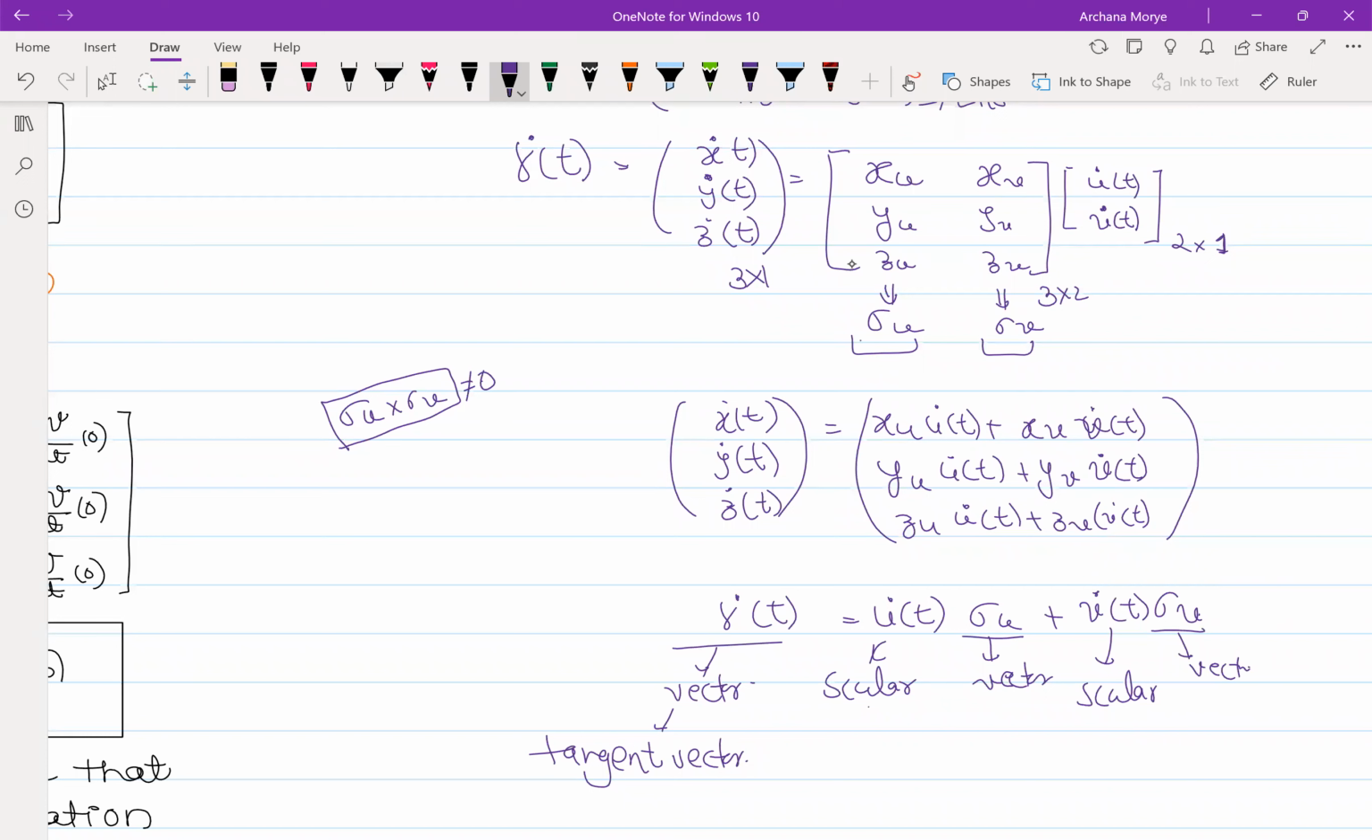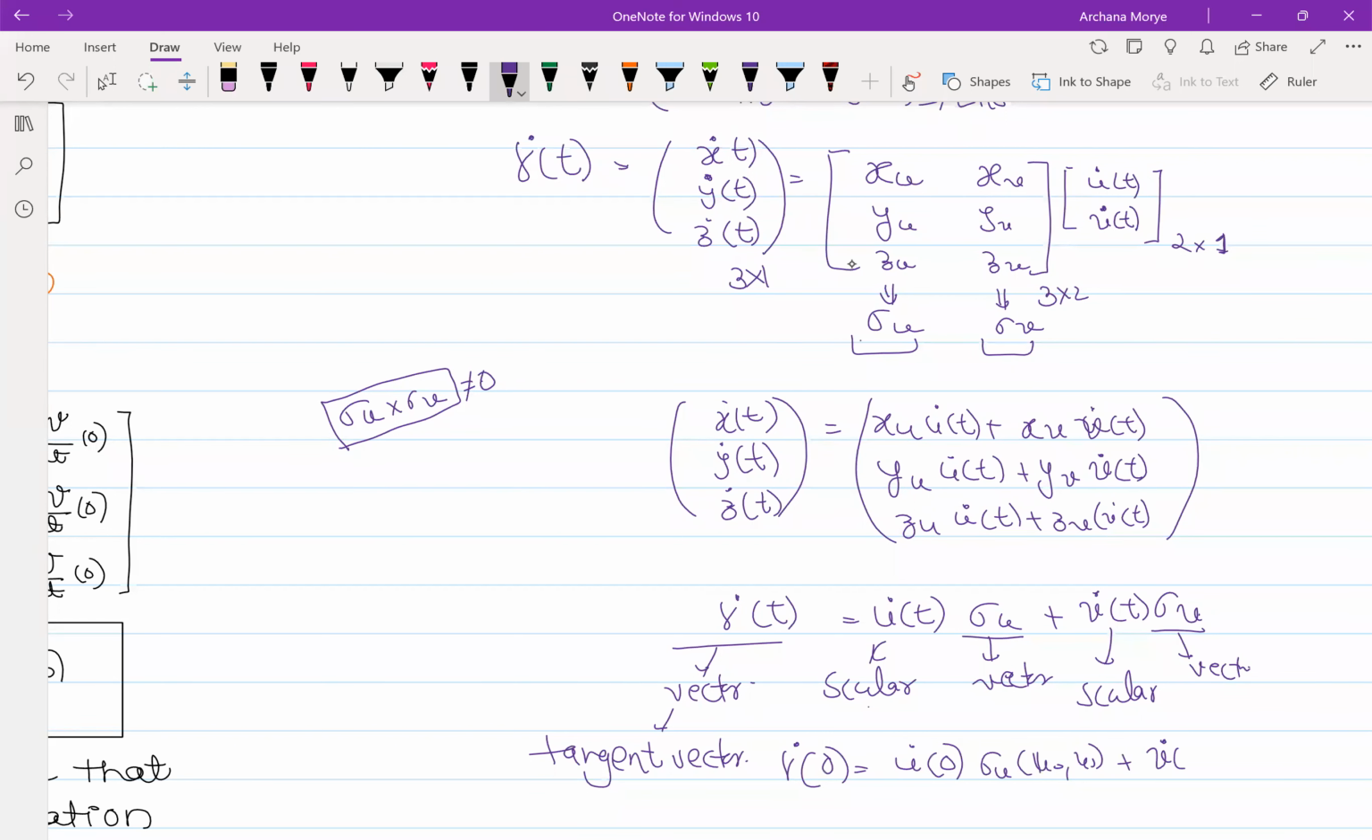Is this okay for all of you? I wrote the tangent vector as a linear combination of two vectors. Remember that sigma U and sigma V are not dependent upon gamma. What we want to say is that when t is equal to 0 only, we have to take it, this is sigma U of U naught, V naught.